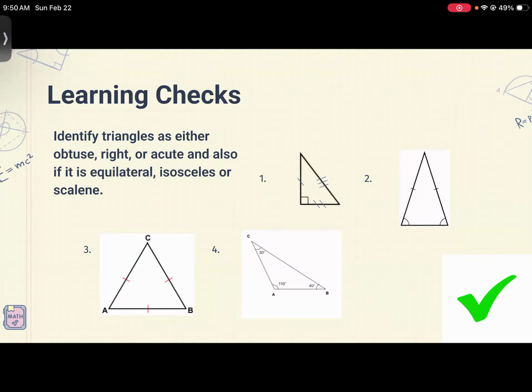Okay, number 1 is right angle. Yep. Is number 1 equilateral?